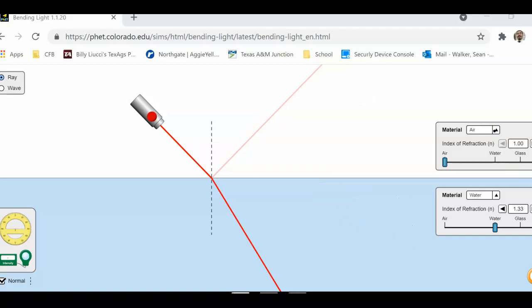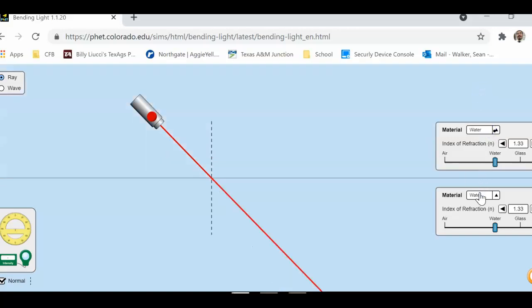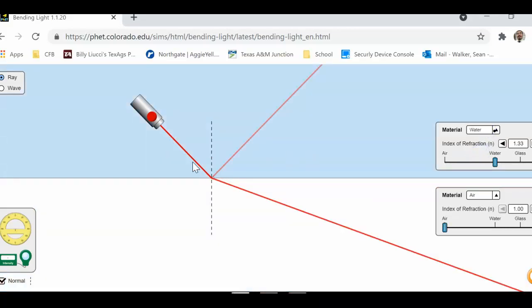Let's say I make the top into water, and I make the bottom into air. Notice it actually does the opposite. Going from water into air, because the bottom is air now and that side is less dense, it bends away from the normal. And notice that it's closer to the normal on the side where it's more dense.